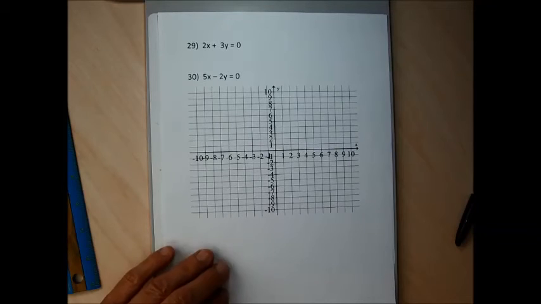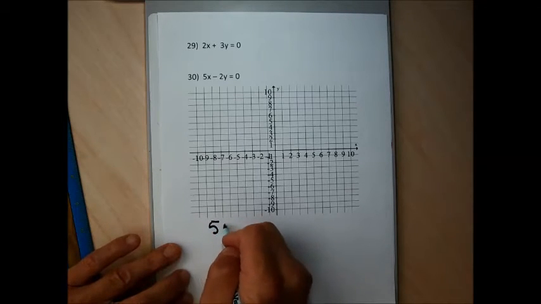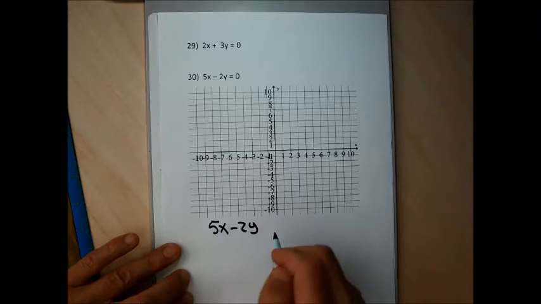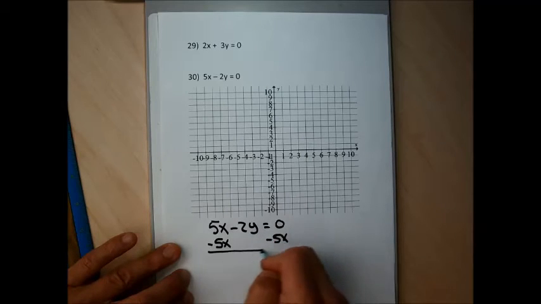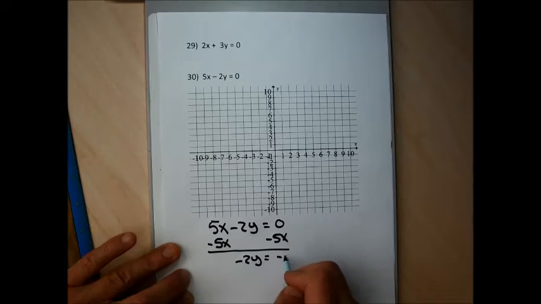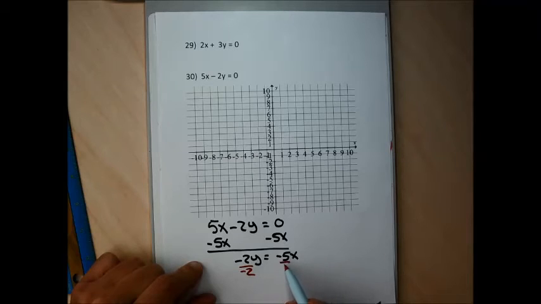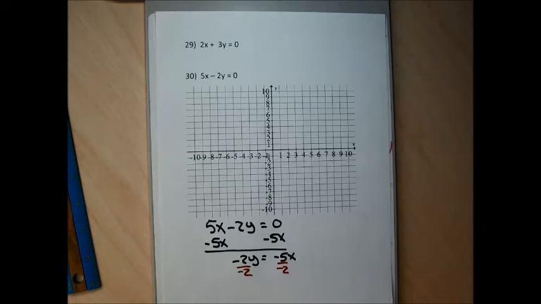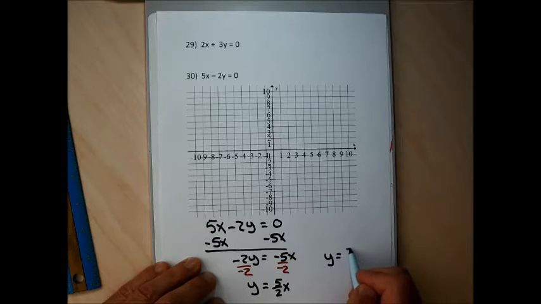So I'm going to solve this for y again. When I go to do problem 30, I can't graph so easily an equation of a line that's not solved for y. So let me minus 5x from both sides. When I do this, it gives me negative 2y equals negative 5x. Now I'm going to divide both sides by negative 2. On both sides, the double negatives cancel out to be positives. This is going to give me y equals 5/2 x, and I need to think of this as y equals 5/2 x plus 0.